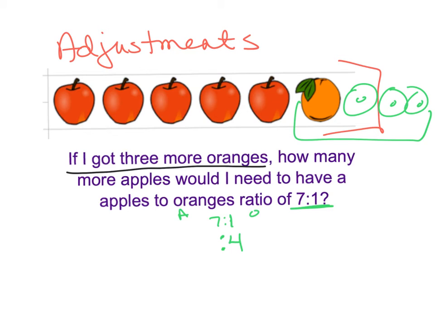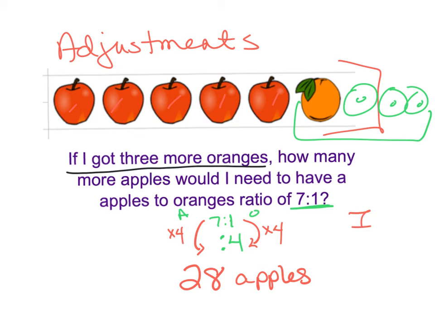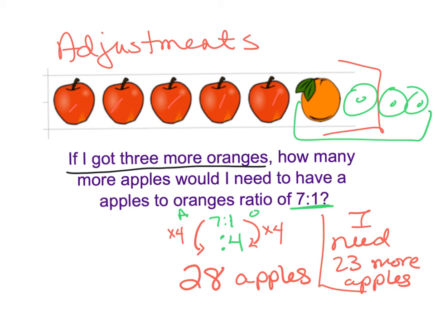We've done this before in terms of a fraction. What did you do to the 1 to get 4? You multiplied it by 4. So what am I going to do to the 7? I'm going to multiply it by 4. 7 times 4, I need 28 apples. So how many more would I need? I have 1, 2, 3, 4, 5. I need 23 more apples. There is my question. I need 28 total. I have 5. That gives me my 23.